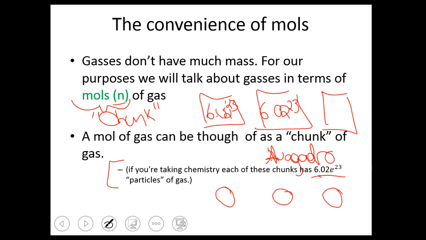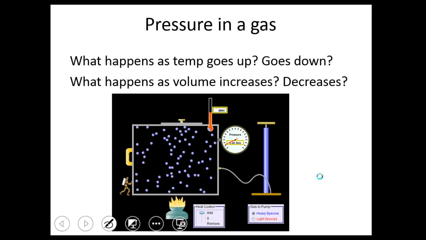I'm not going to make you figure out moles, just know that it's a chunk of gas, and the more you have, the more atoms you have. And so in your email, I sent you a link to this little Java applet, and what we're going to do is we're going to use this applet to talk about ideal gases. And so it's got a little bicycle pump that you can pump atoms of gas in there.